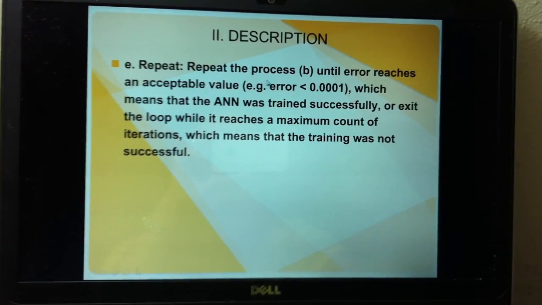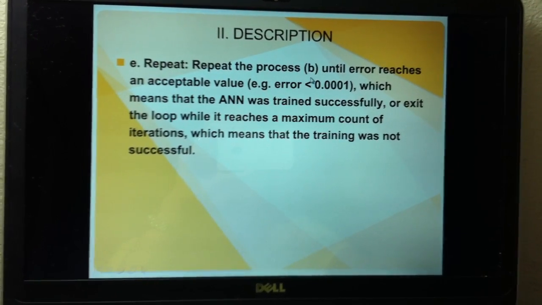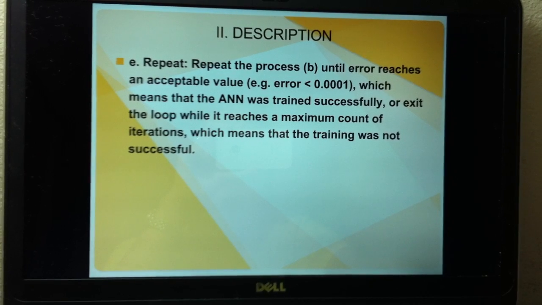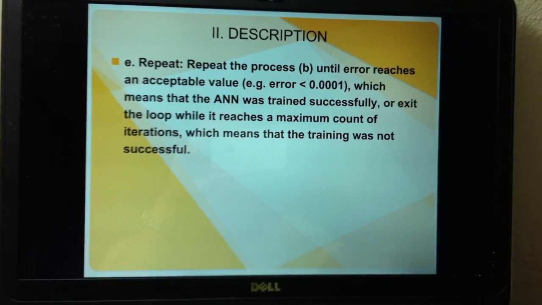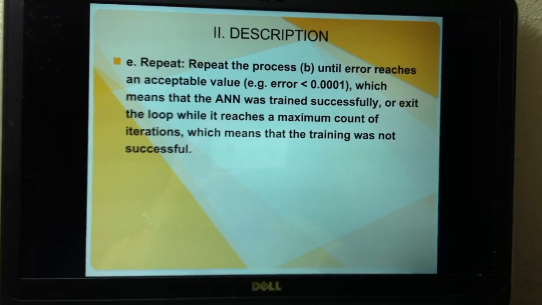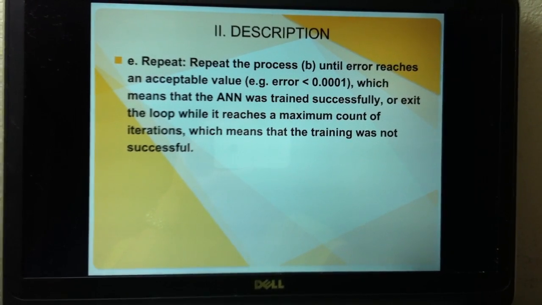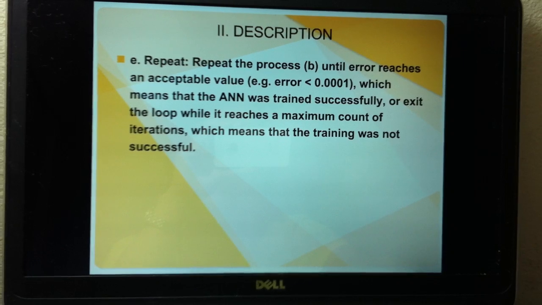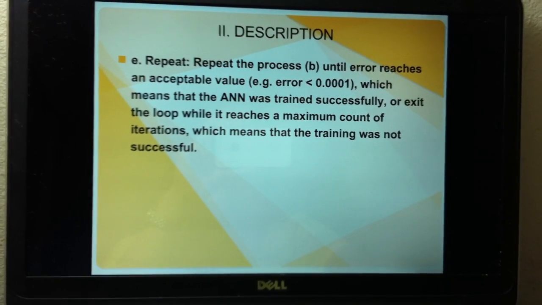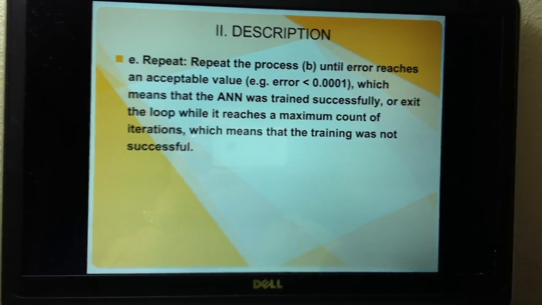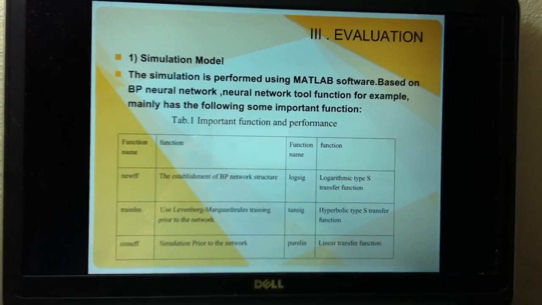We repeat the process that we discussed above until the error reaches a successful value, which means that the neural network has trained successfully, or exits the loop when it reaches a maximum count of iterations, which means that the training is not successful.